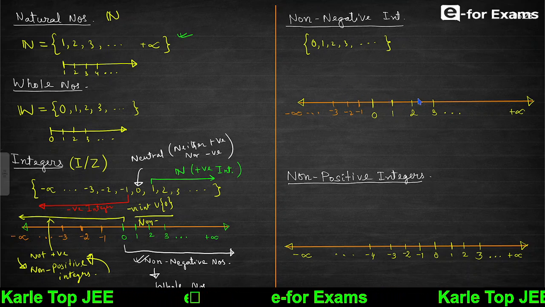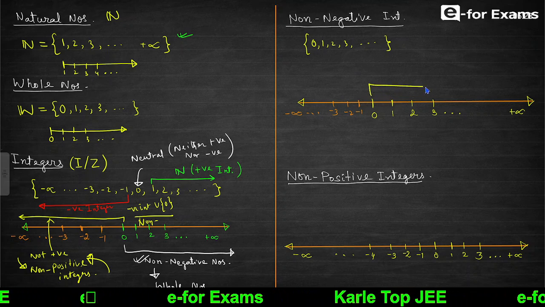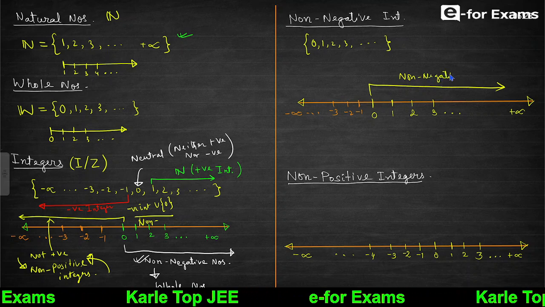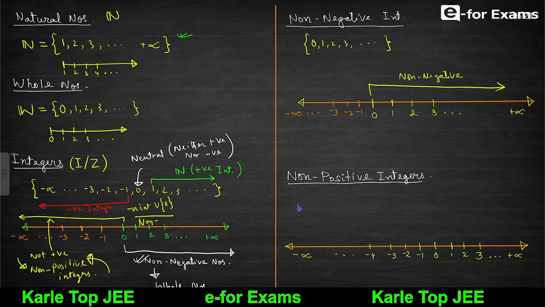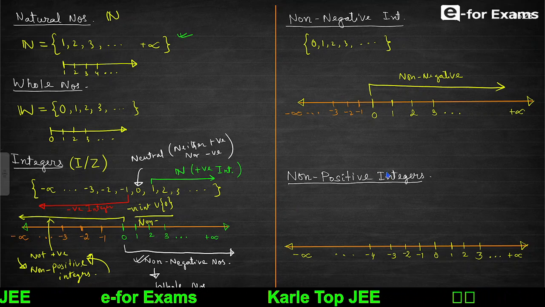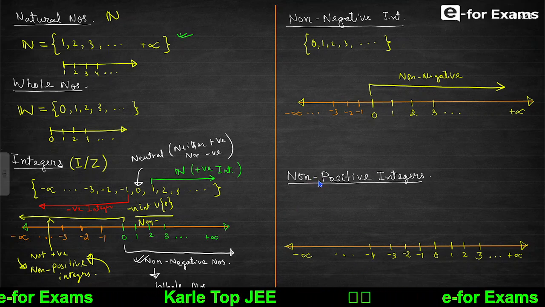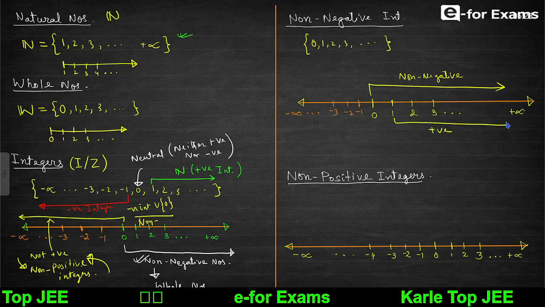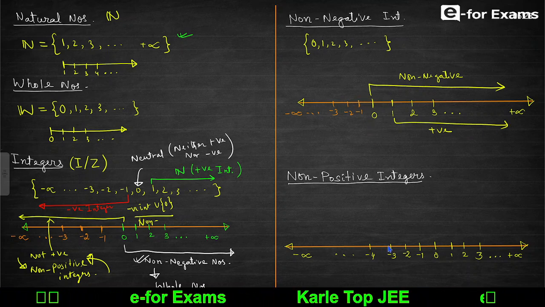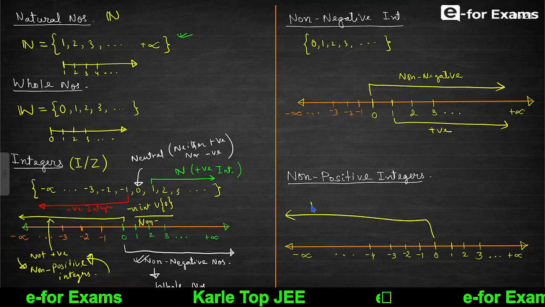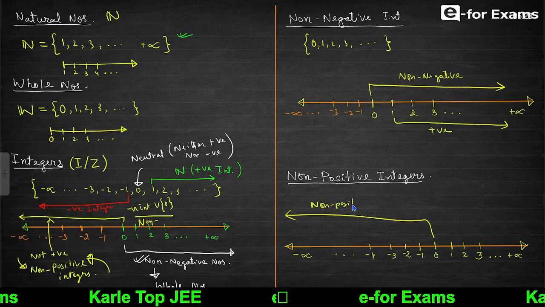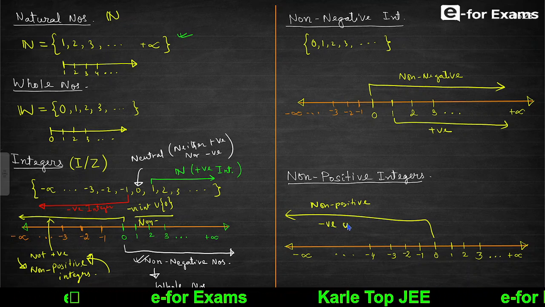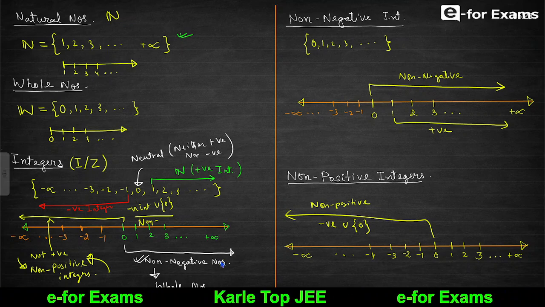Non-negative, here you can check. Non-negative means from 0 to this side. This is non-negative. And these are positive. Similarly, from 0 to this side up to negative infinity, this is non-positive. It includes negative integers union 0.